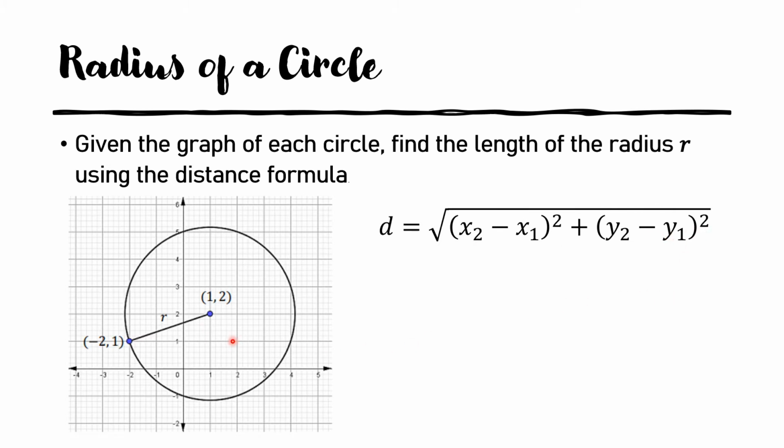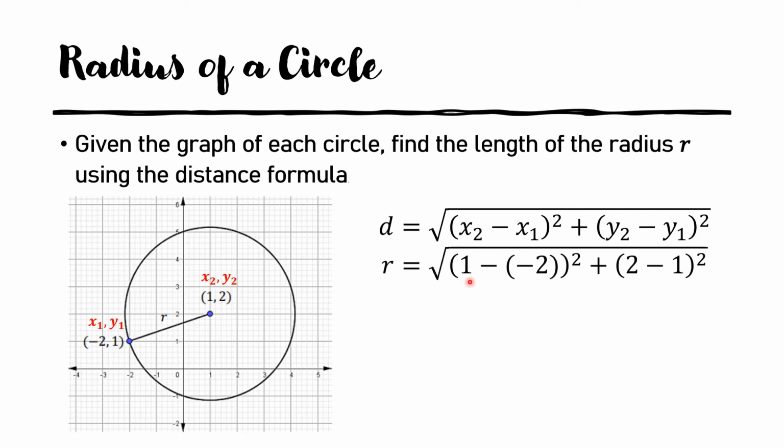So let us let (negative 2, 1) as our x sub 1 and y sub 1. Yung (1, 2) natin will be x sub 2 and y sub 2. And then plot it on our formula. x sub 2 will be 1, x sub 1 will be negative 2, y sub 2 will be 2, and y sub 1 will be 1. And then simplify, 1 minus negative 2, that is 3. 2 minus 1, that is 1.